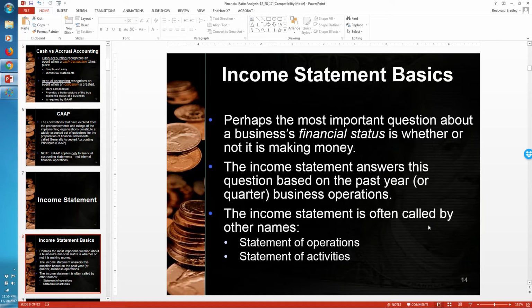Okay. Now, don't be confused. You'll often see this statement called by other names, such as a statement of operations or the statement of activities. You might see some others beyond that, but in the end, typically you're going to see the same three financial statements reported. There might be a couple others that get added on, but you will more often than not see the income statement, the balance sheet, and some variation or derivation of a statement of cash flows.